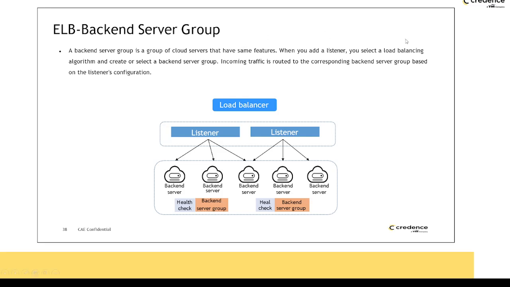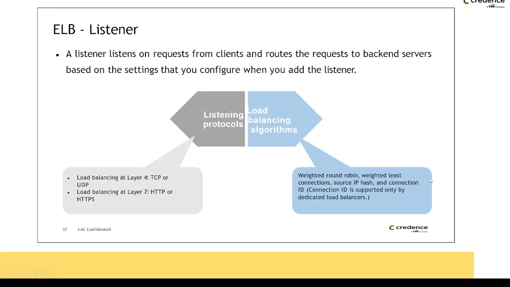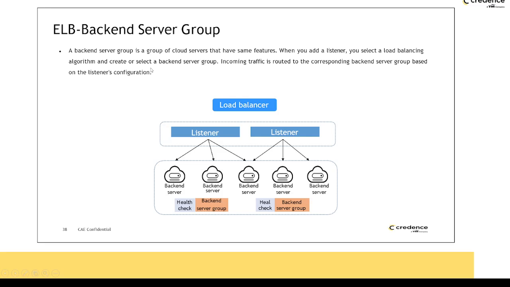And then you select a load balancing algorithm. This is all the algorithms that they support. And create or select a backend server group. So incoming traffic is routed to the corresponding backend server group based on the listener configuration. So you need to configure the listener if you want to use the elastic load balancer to balance all the traffic between your backend servers, based on the service that you set up.